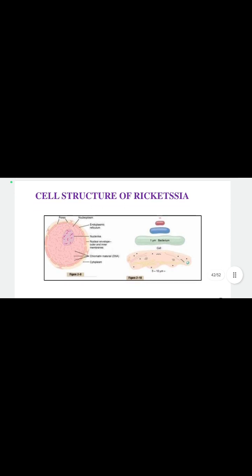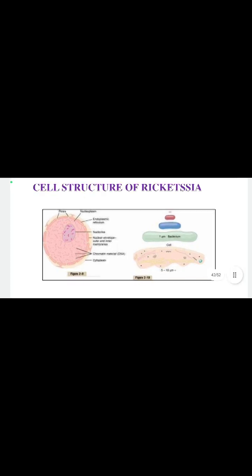It's a figure of Rickettsia. This is a cell structure. They have pores in the outer membrane. Chromatin material, DNA, is scattered through the cytoplasm. Nucleoplasm, endoplasmic reticulum is shown. The nucleus, the nuclear envelope, outer and inner membrane can also be seen in this figure.